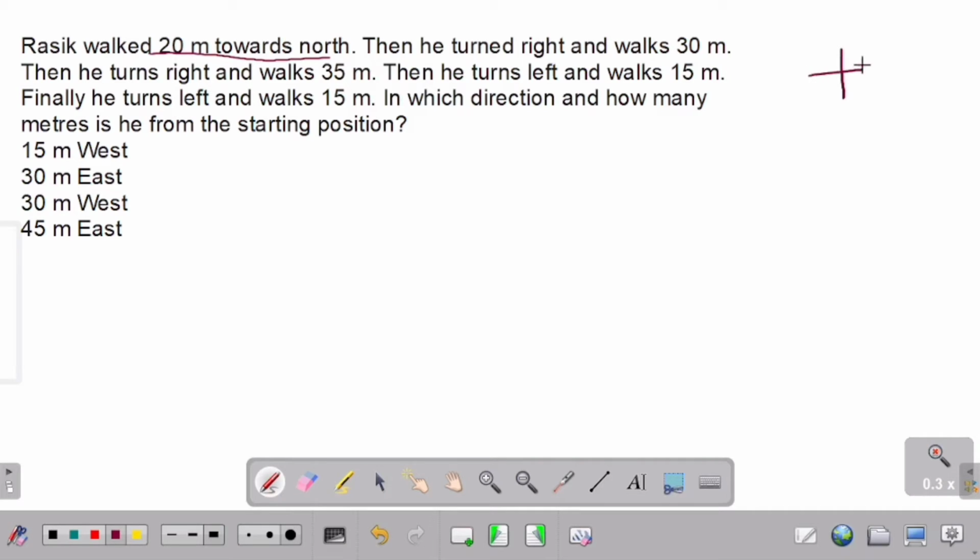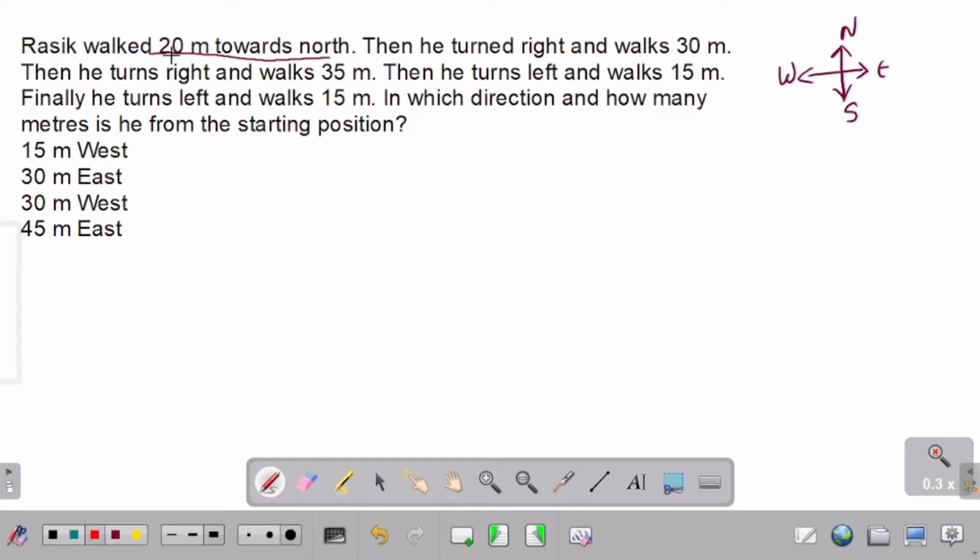Okay, right. First, we know these directions, right? So this thing is mandatory. EWNS is important. First we are ready to draw the diagram now, right? So see now.